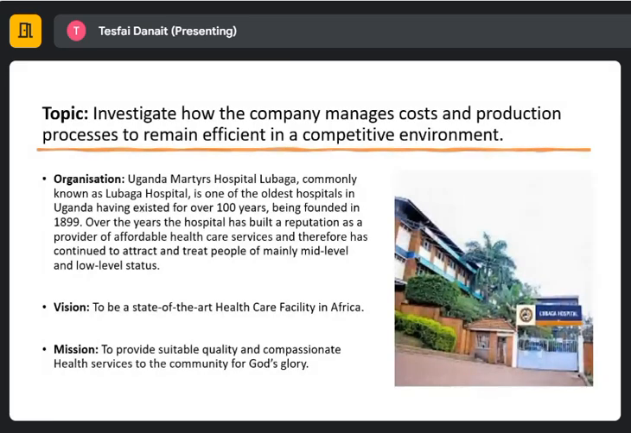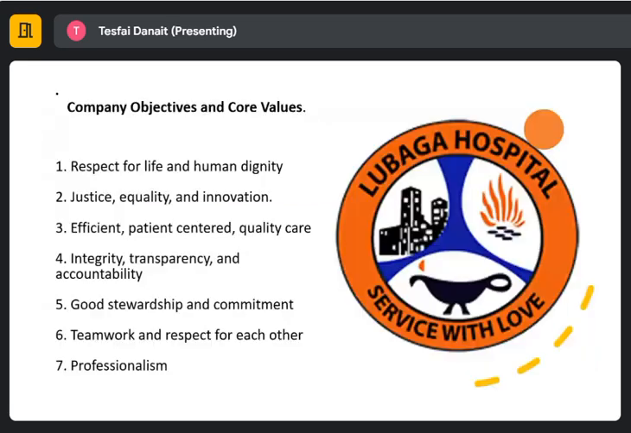Over the years, the hospital has built a reputation as a provider of affordable healthcare, of mainly mid-level and low-level status. Its vision is to be a state-of-the-art healthcare facility in Africa. Its mission is to provide sustainable, quality and compassionate health services to the community.